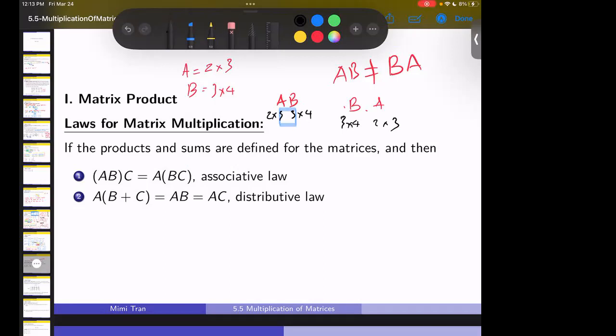What I meant by that, for law number 1, when you multiply AB first times C, you do the same thing over there. It's just different. The parentheses move. The only thing that did not move is the order of each letter of each matrix. You cannot put A here, it will be wrong. Might be wrong.